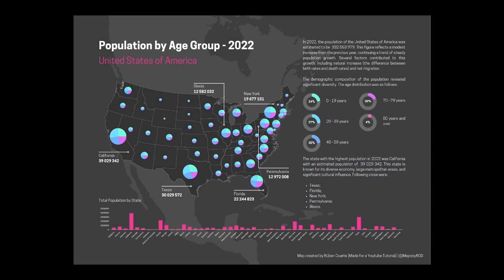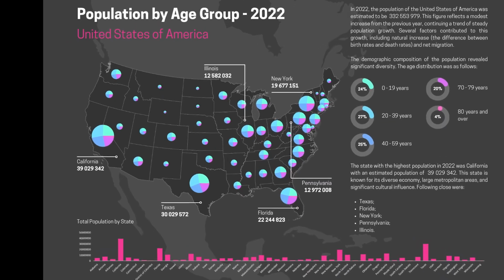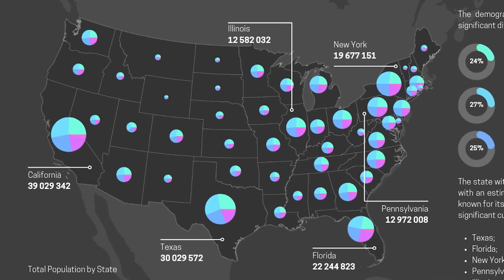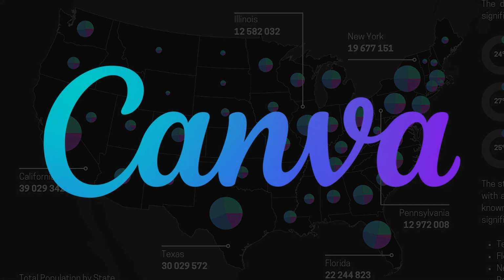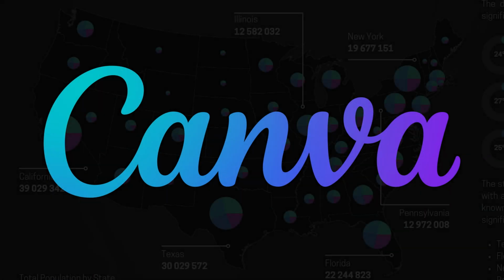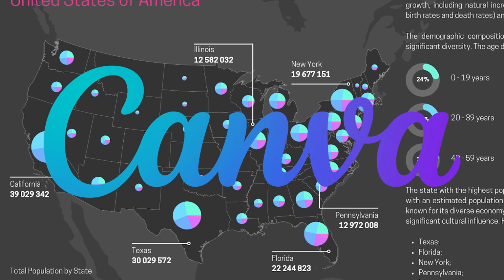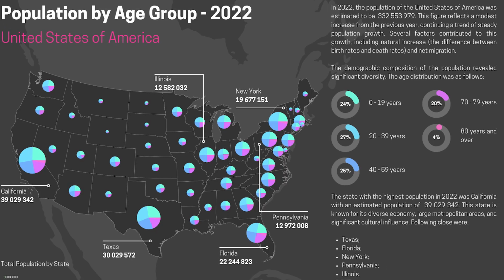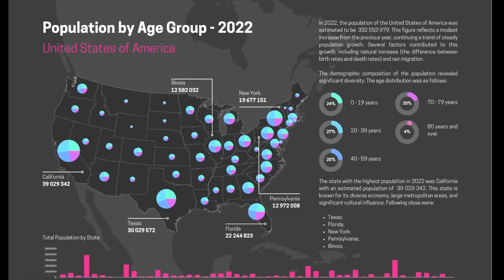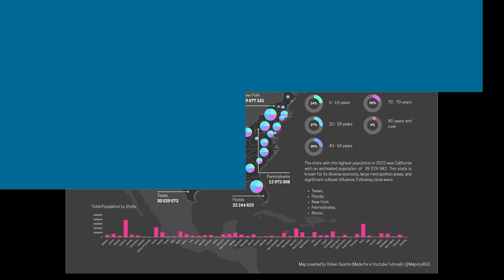After we have created the base, that is the pie chart map of the American population in 2022, we will go to the canva.com website and place all the elements you see in the image, such as the text on the right side, the graphics, as well as the subtle representation of the American continent.